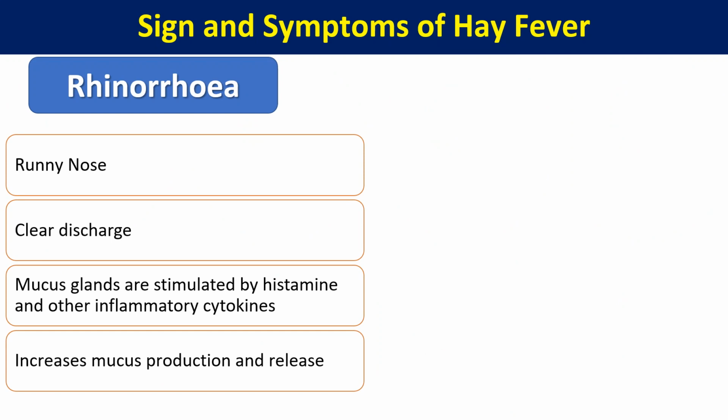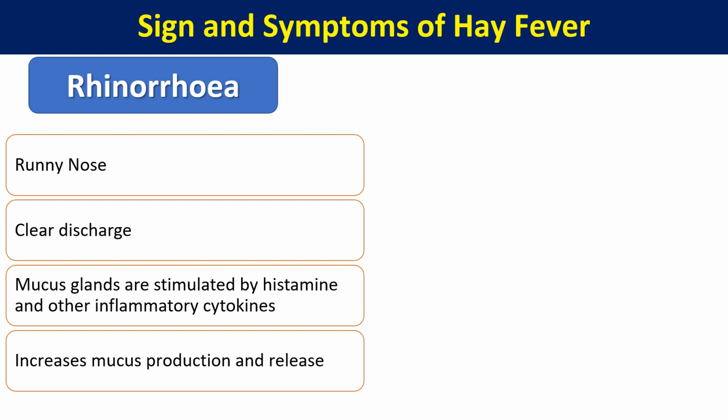It is going to cause runny nose, and one of the important parameters of this is that whenever we have a runny nose, the mucus secreted through the nose is a clear discharge. It will not have any infiltration of any kind of cells or blood. So clear discharge will be there.